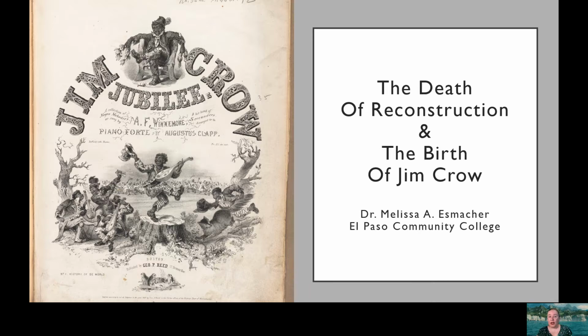It was a far more inclusive process, but it did manage to ruffle a lot of feathers. And there were other things going on during the time period of radical Reconstruction that significantly weakened the promise of drastically remaking the South. So today we're going to talk about how Reconstruction ends and what takes its place in the South.